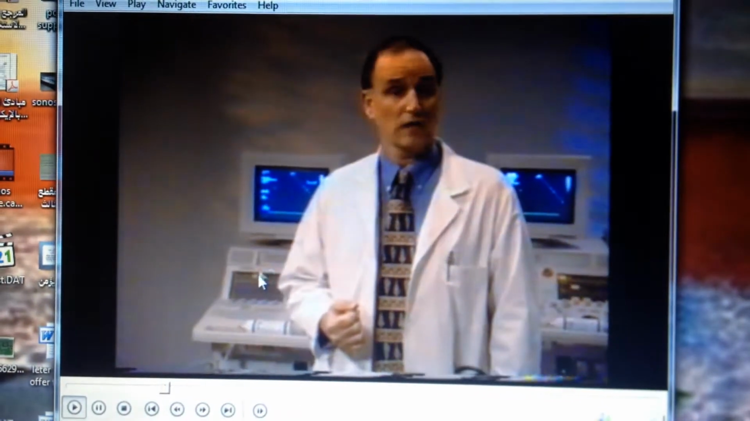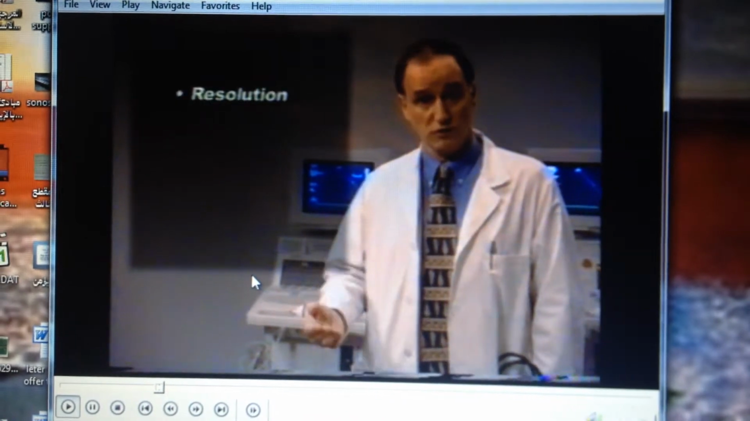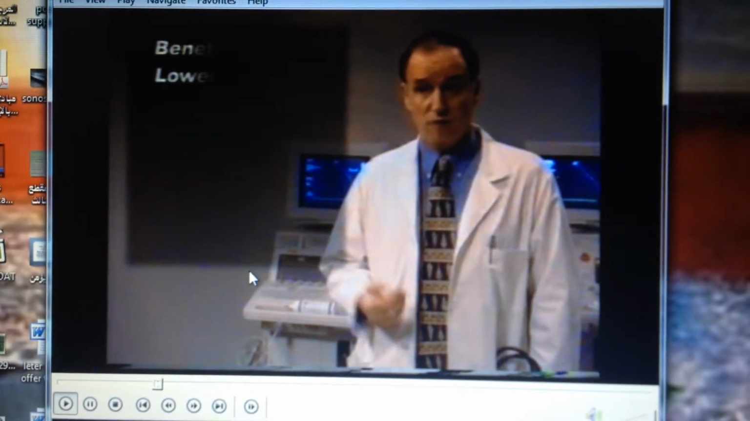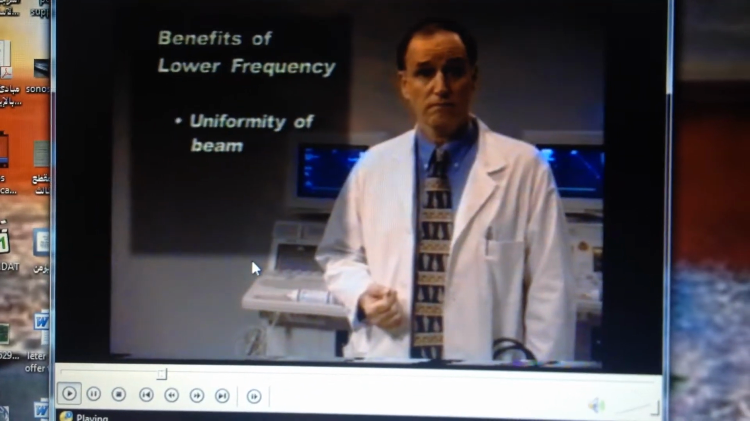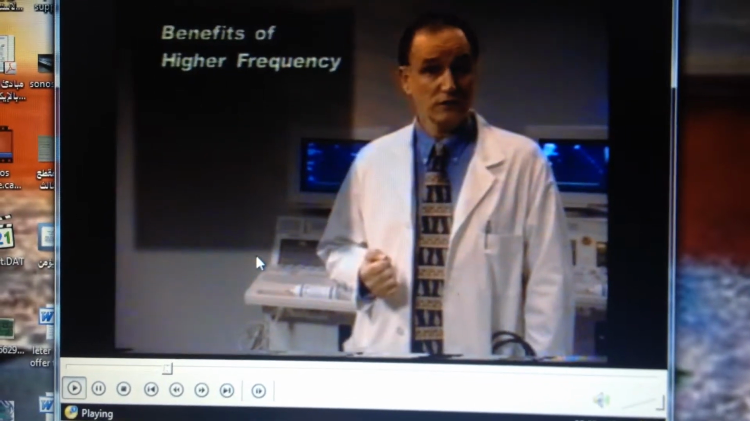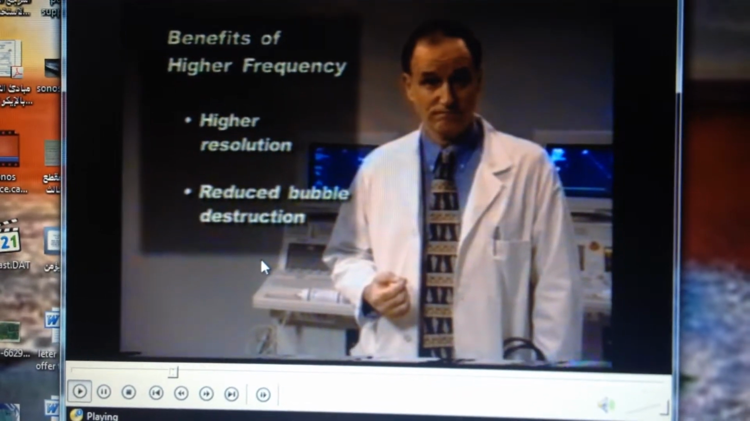Manipulating frequencies allows us to balance image optimization variables, such as resolution, penetration, and texture. Benefits of lower frequencies include uniformity of beam and greater penetration. Benefits of higher frequencies include higher resolution and reduced bubble destruction.